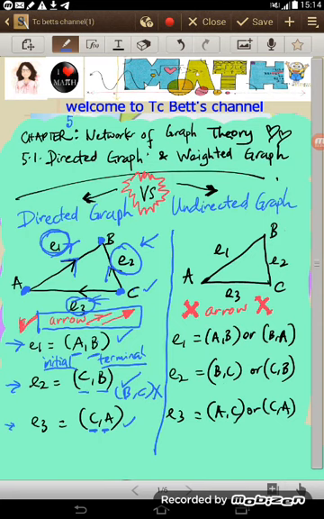Whereas for undirected graph, this is what you learned before, no arrow and no direction. So for E1, you can write AB or BA. It doesn't matter, either one. But normally we write AB. And then for E2, also we can write BC or CB. The same as E3, we can write AC or CA. So that is directed and undirected graph. Very easy.